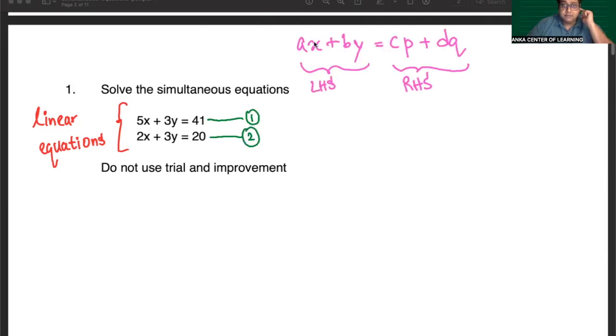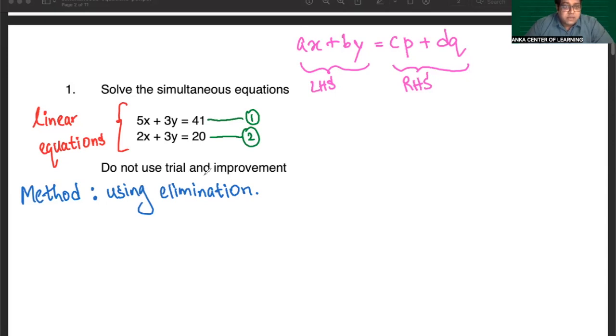We use the method of elimination. Which means one of the variables will get eliminated. What this means is either x has to cancel out or y has to cancel out. It will be easy for me to cancel out or eliminate the variable of y.